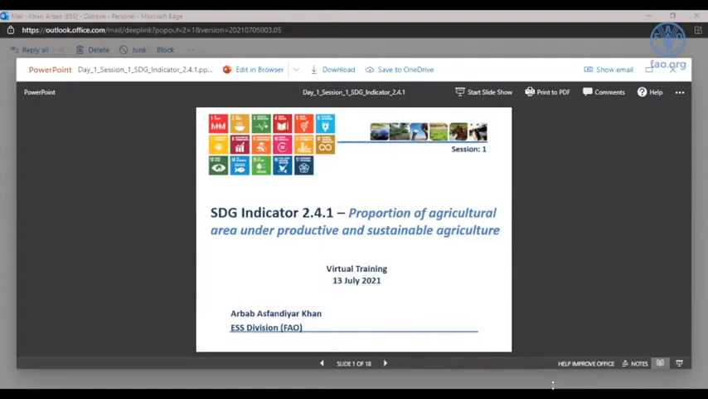Now, Goal 2, Zero Hunger, has 5 targets. The target that we are interested in is target 2.4, which is written in detail here.